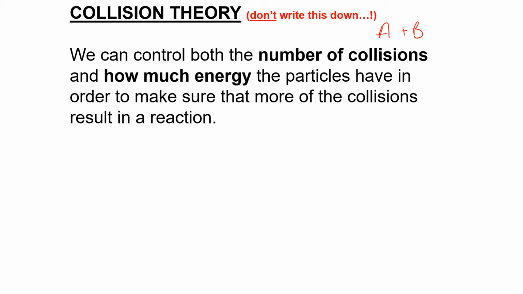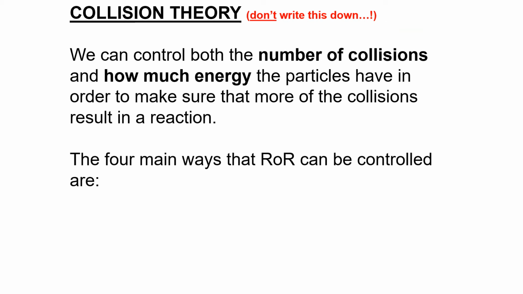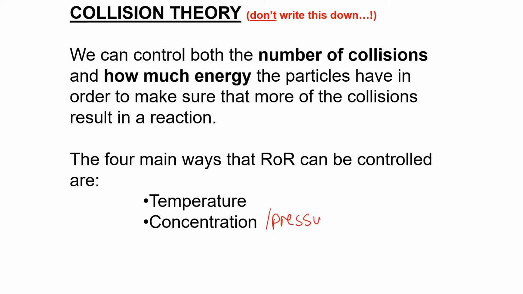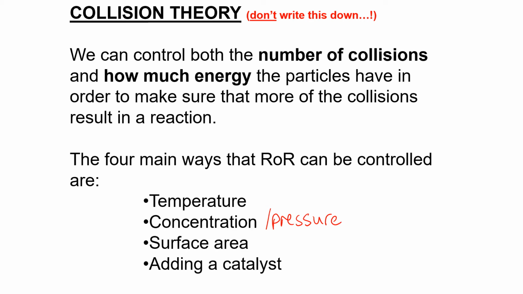As I said, all of this is stuff that we're going to be looking at in the next few lessons. And there are four main ways that rate of reaction can be controlled. These four ways are temperature, concentration, which does actually have the same effect as pressure, surface area, and the addition of a catalyst. Now we're going to be spending a lesson pretty much on each of these as we go through the next few lessons. So we're going to be looking at each of these in detail.